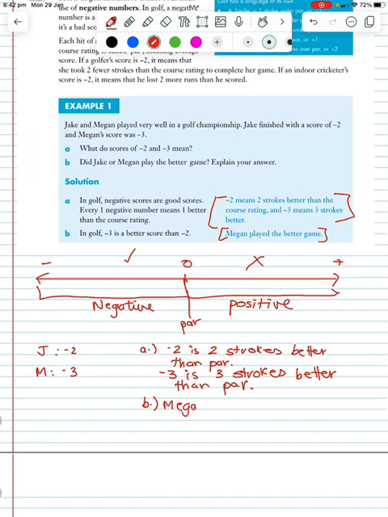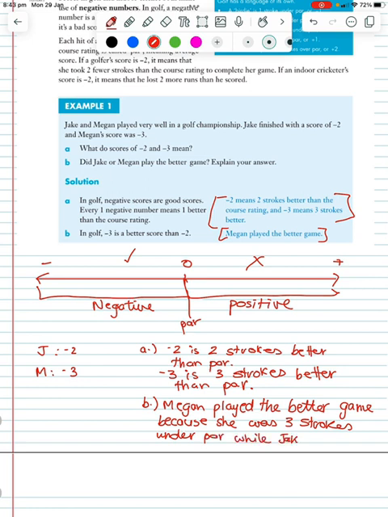So Megan played the better game because, and you might want to use the reasoning from part A, she was 3 strokes under par, while Jake was 2 under. Squeeze that in.